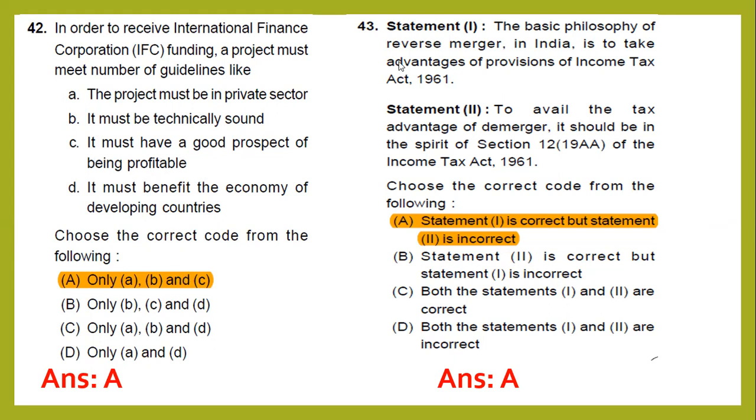So next we go to the 43rd question, statement 1 and 2. The basic philosophy of reverse merger in India is to take advantage of provisions of Income Tax Act of 1961. Statement 2 says that to avail the tax advantage of demerger, it should be in the spirit of section 2, subsection 19AA of the Income Tax Act of 1961. So statement 1 is correct, but statement 2 is incorrect. So therefore, for 43rd question, the correct option is A.